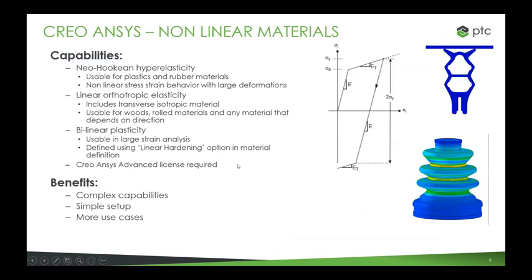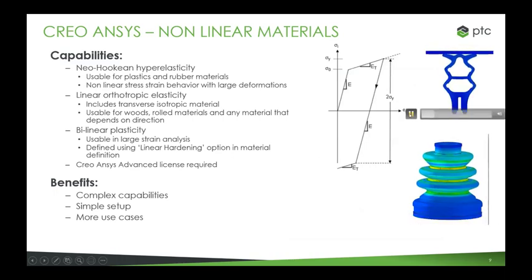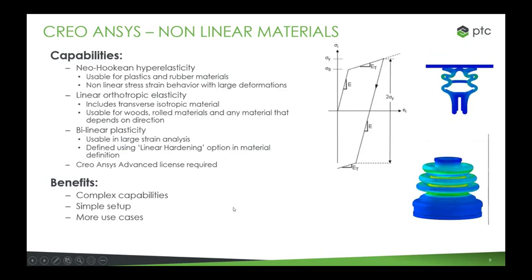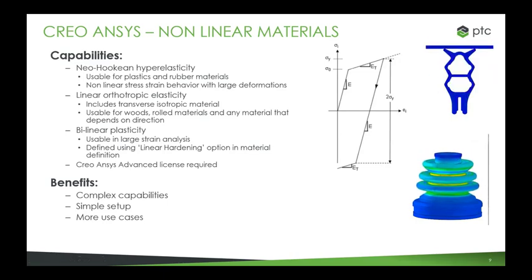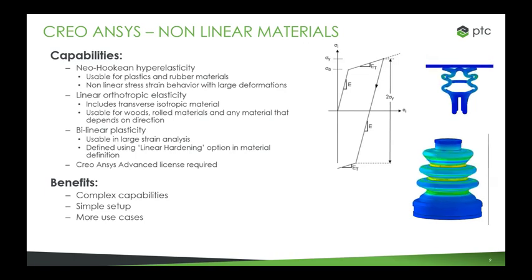All right, let's go to the next slide. This is nonlinear materials. So we can do three kinds. We can do neo-Hookean hyperelasticity. So there's a rubber material in the library that works fine for this. Linear orthotropic elasticity, okay, like a wood or rolled material, depends on direction. And then we can do bilinear plasticity. Okay, so that's a large strain analysis. And we define that using the linear hardening option. And I'll show that to you in the example.